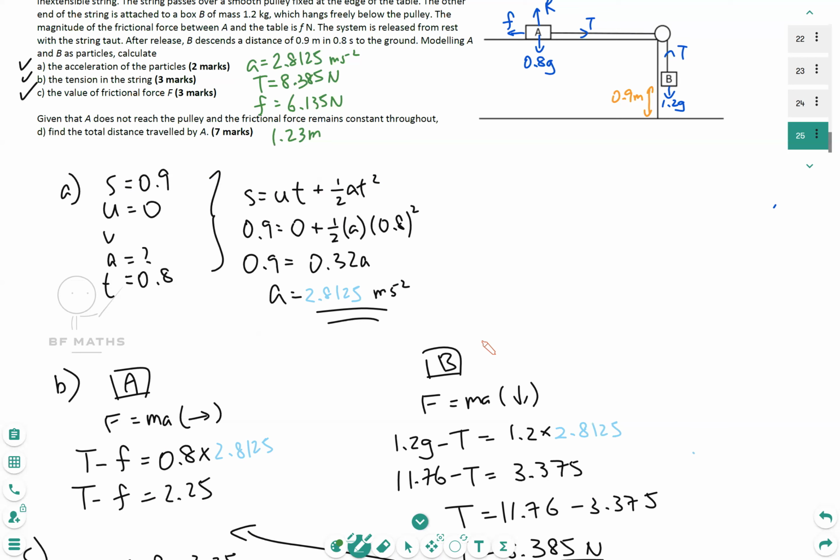Next, I move on to particle B. F equals ma going down, because particle B will be dropping. So the resultant force will be the downward force, take away the upward force.